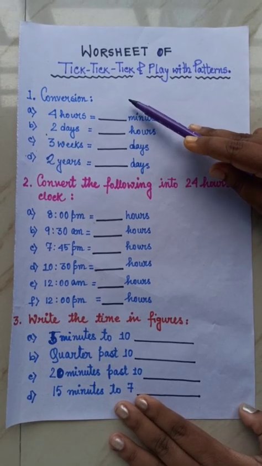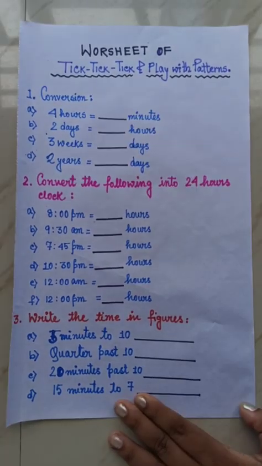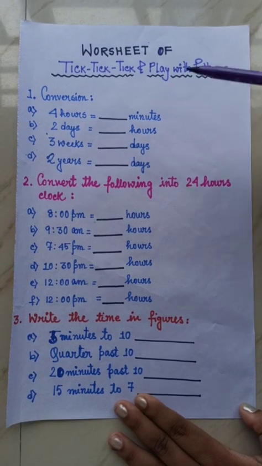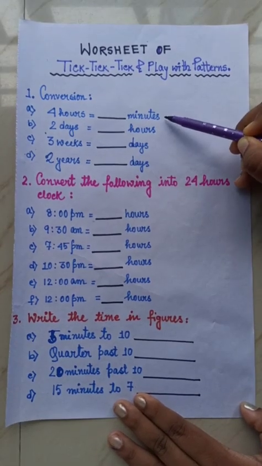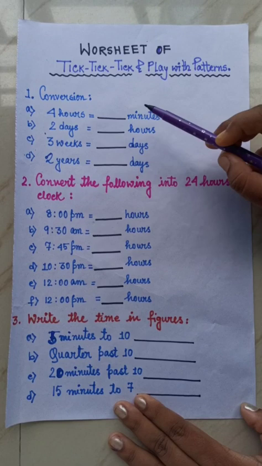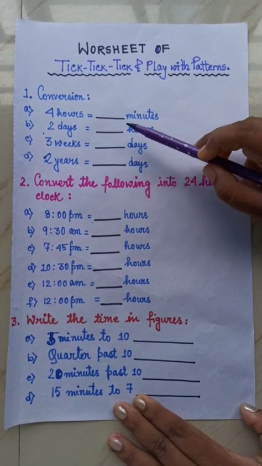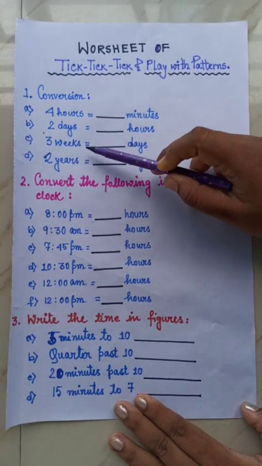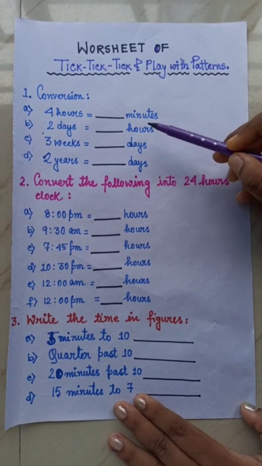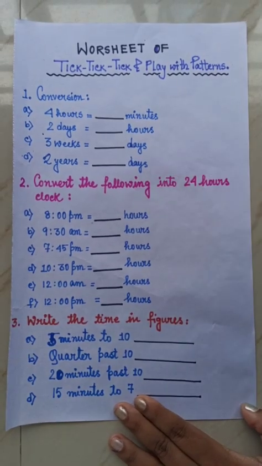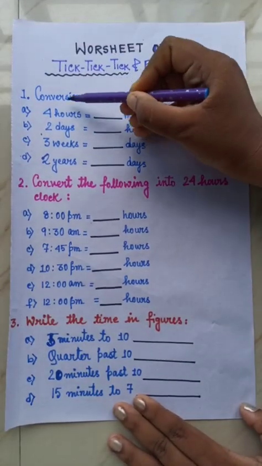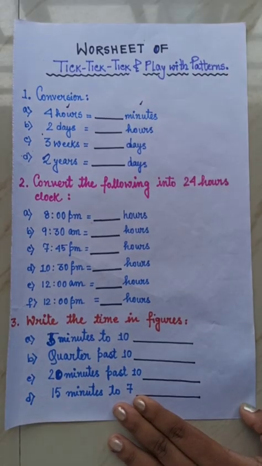At first there is conversion, where you have to convert all these things. 4 hours equals dash minutes, that means you have to convert 4 hours into minutes. 2 days equals dash hours. 3 weeks equals dash days. 2 years equals dash days. So you have to convert all these.